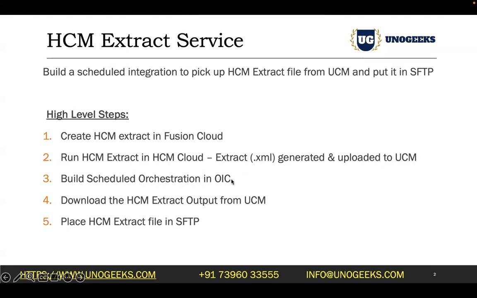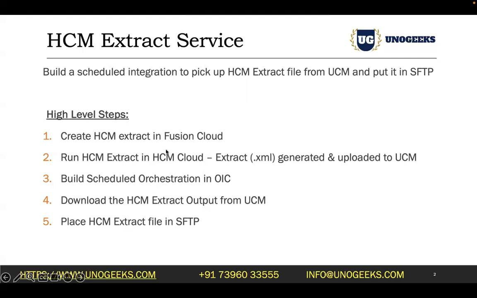We will build a scheduled orchestration in OIC. From that scheduled orchestration, we're going to go to UCM, search for the XML files uploaded by a specific extract. We're going to download that. And after we download the HCM extract output from UCM or content server or a file server attached to ERP Cloud, we will see two things. We'll see first how to dump that HCM extract output to SFTP as is. But instead of dumping that HCM extract file to SFTP as is, what else can we do, guys? We can do a stage file read action, and we can send the data to any destination you want.